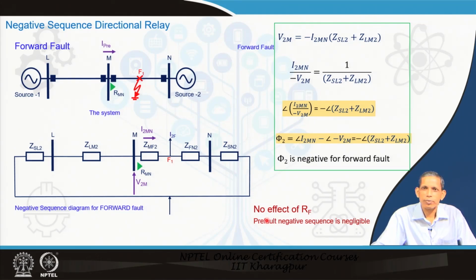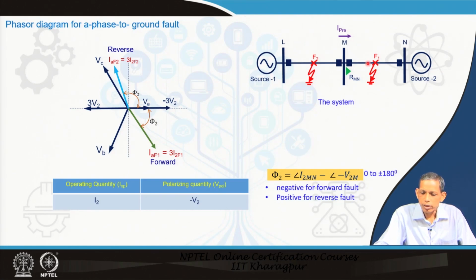Before going to that, we will see through phasor diagrams how we can conclude the same logic. Let us say this is the system. We will consider first the forward fault as seen by the relay RMN and the corresponding phasor diagram, and then we will go to the reverse fault F2. Let us consider a phase A to ground fault at F1. So, VA goes down, while VB and VC remain almost intact at the relay bus.